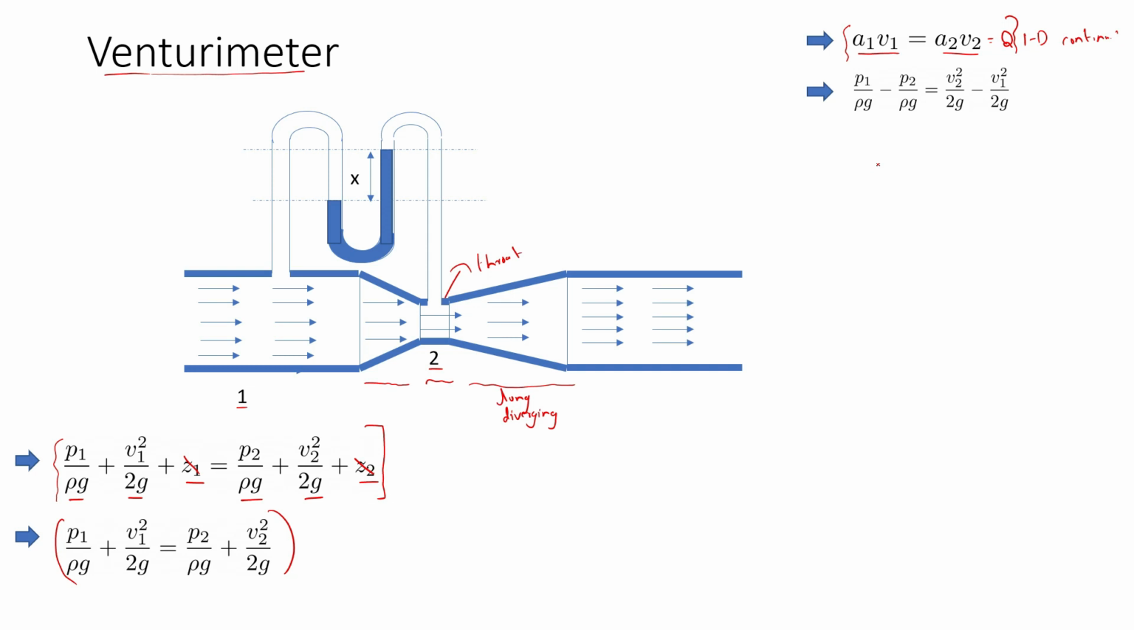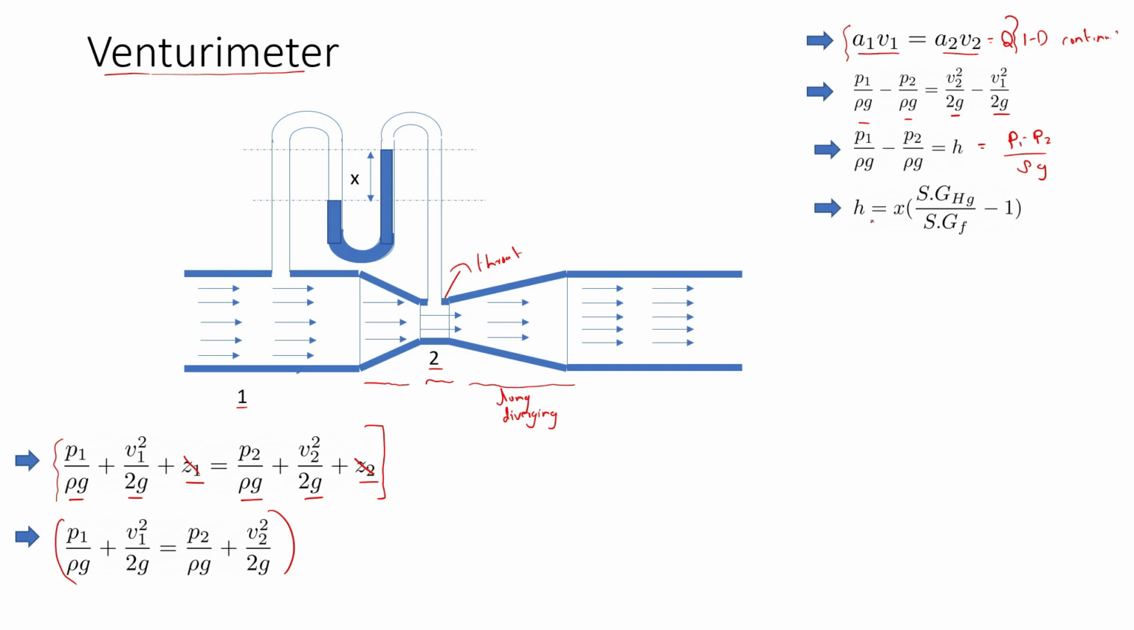So you can rearrange the equation to get P1 by rho g minus P2 by rho g is equal to V2 square by 2g minus V1 square by 2g. And P1 by rho g minus P2 by rho g is equal to H, that is the head difference. So you can write P1 minus P2 by rho g, that is the head difference, H.